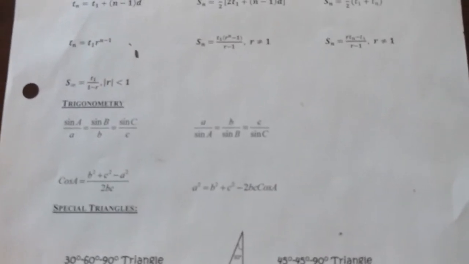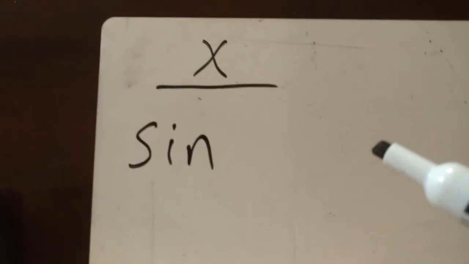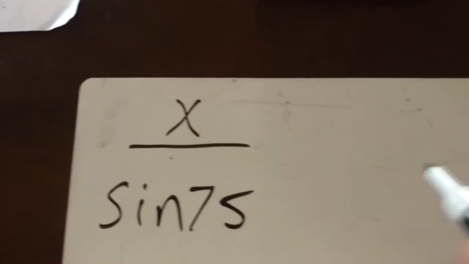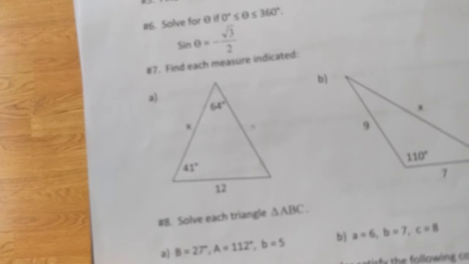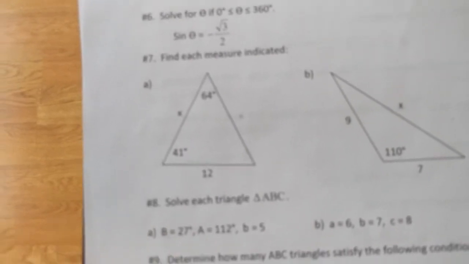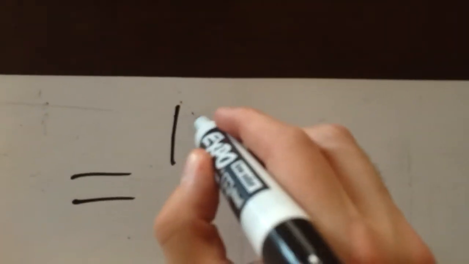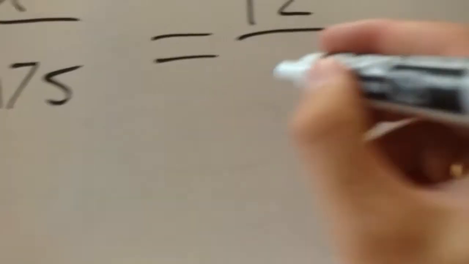Sides are going to go on the top, divided by, and it's this one we're using right here, the sine of the angle across from it. So dividing by sine of the angle across from x, which we just determined to be 75 degrees, and we're going to set this equal to another pair with a side on the top and the sine of its opposite angle on the bottom. Well, the only other side we know is 12, so we'll put 12 on the top, and we're going to divide it by sine of the angle across from it, so sine 64.